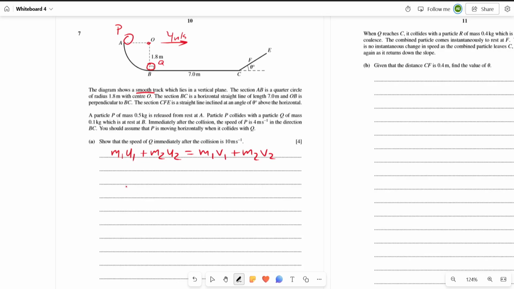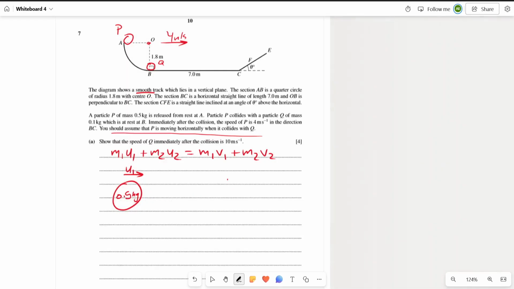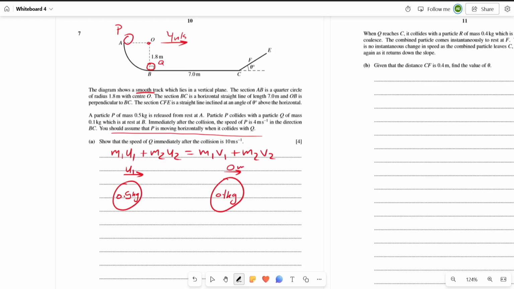So let's draw our particles. This part here says that you should assume that P is moving horizontally when it collides with Q. So let's say this is P, which has a mass of 0.5 kilograms. It's moving with an initial velocity horizontally. Do we know it? No, we don't. Let's call it U1. And this is particle Q of mass 0.1 kilograms, and it has an initial velocity of 0 meters per second because it was mentioned that particle Q was at rest at B.